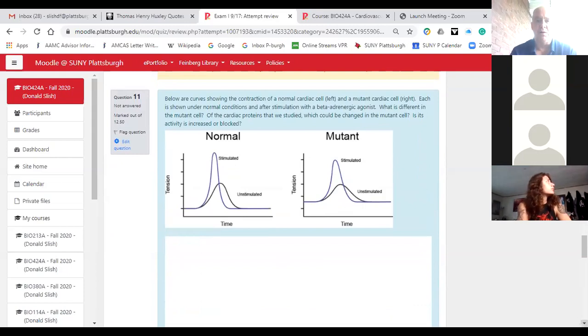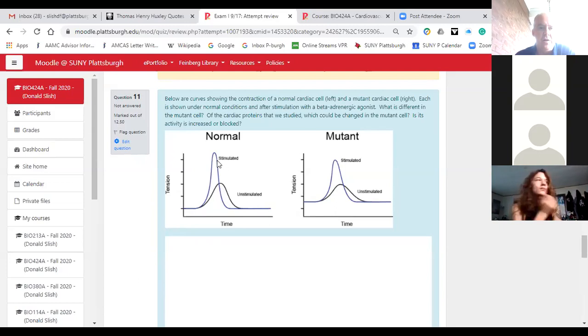Okay, so this is probably the hardest question, I think the most interesting question. So when you look at these two curves, what's different about them? This is the normal, and this is the mutant. So first thing you can see here, resting tension, right? Tension at diastole is a little higher in the mutant. Okay, so that's one thing. That means diastolic calcium levels are higher than normal.